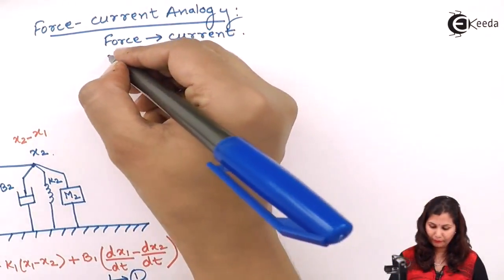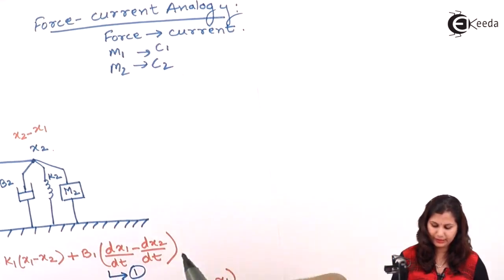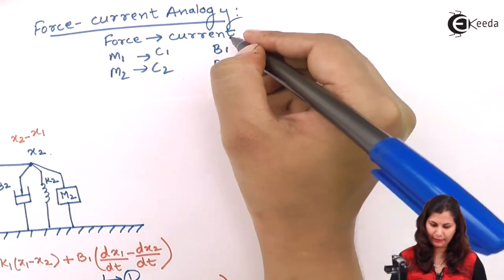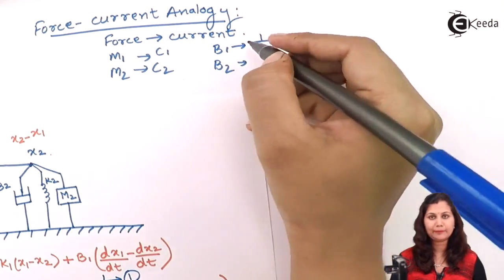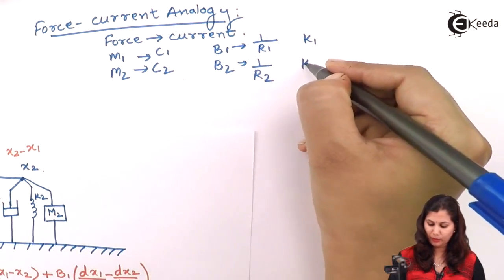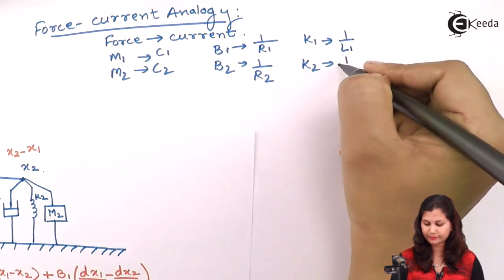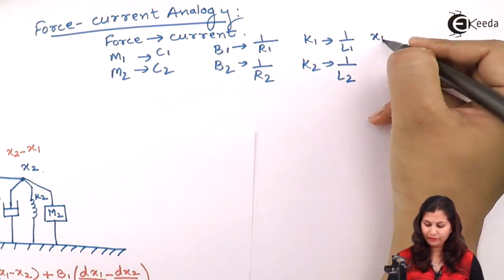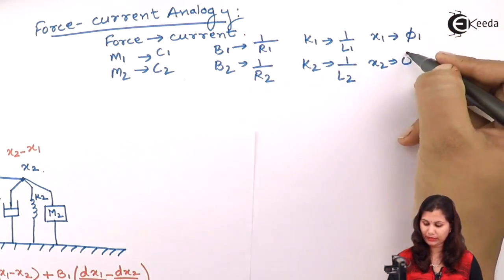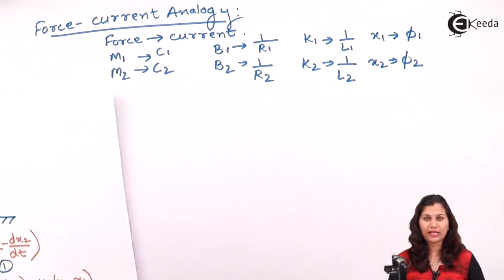So mass M1 and M2, they will be replaced by C1 and C2, the capacitances. Then we have B1 and B2, the dampers. They will be replaced by the reciprocal of the resistances. Then we have K1 and K2. They will be replaced by the reciprocal of inductance. We have the displacements X1 and X2. They will be replaced by the fluxes Phi1 and Phi2. So these are the replacements which we have to do.